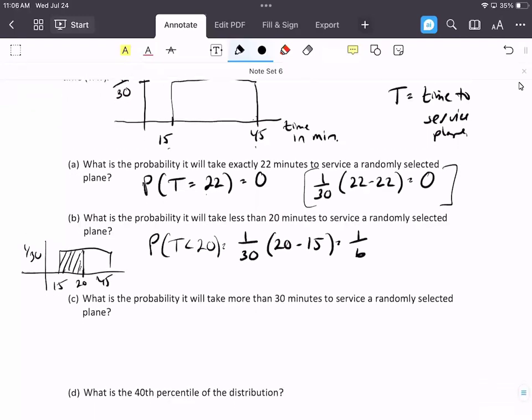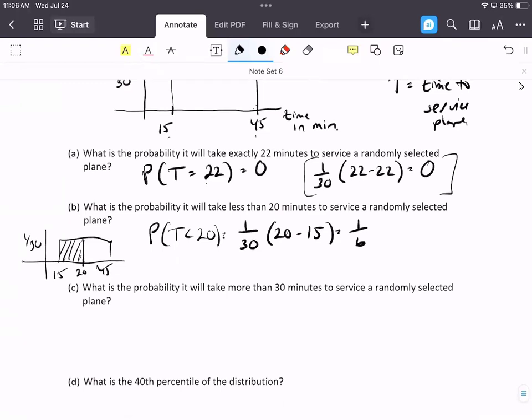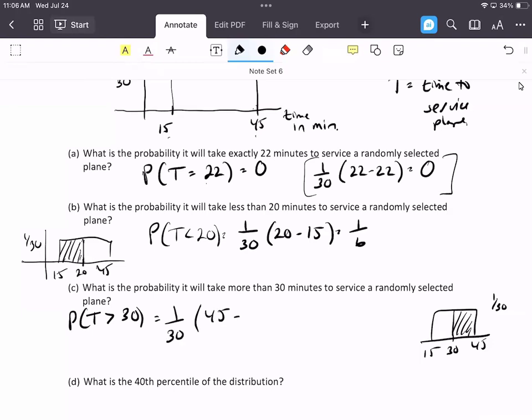Alrighty, cool. What's the probability that it'll take more than 30 minutes? Well, let's see. Here I want that it's going to take more than 30. Even simpler, I know my height is 1/30. I know I'm going 15 to 45 and I want greater than 30. So this area here. You may say, well, wait a minute, that's right in the middle, so it's got to be 50%. But if you're not sure, or if you're on an exam, I would suggest taking a moment and doing the calculation. The height is 1/30. The base is going to be 45 minus 30. And I end up with 1/2. Perfect.